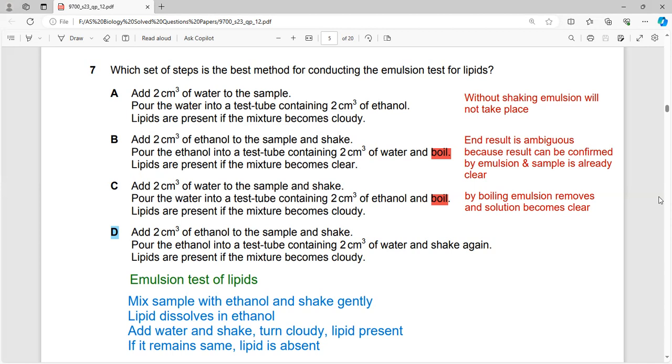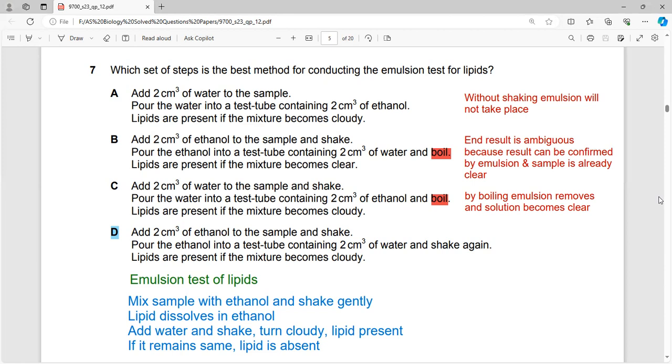B: add the 2 centimeter cube of ethanol and shake the sample, and the cloudy appearance will start coming. Then if you boil it, if you add water and shake, that will produce a cloudy appearance. But when you boil it, this cloudy appearance will be removed. So the endpoint will not be clear. So that's why if there's boiling, that's a wrong option. In this way, B will be a wrong option.